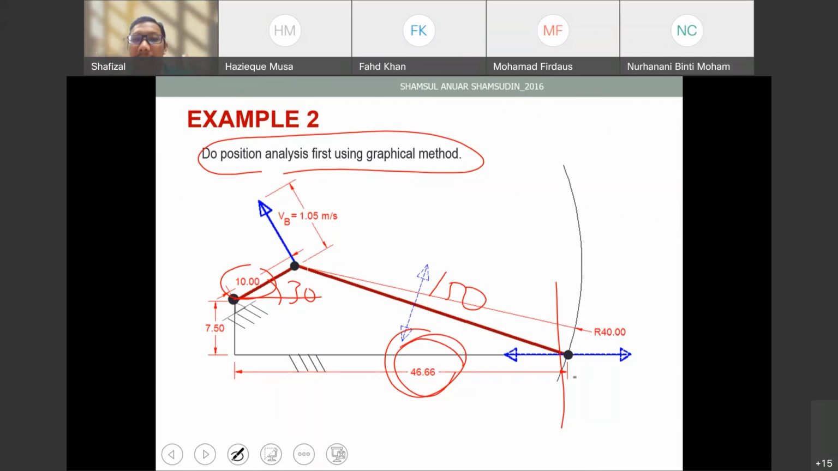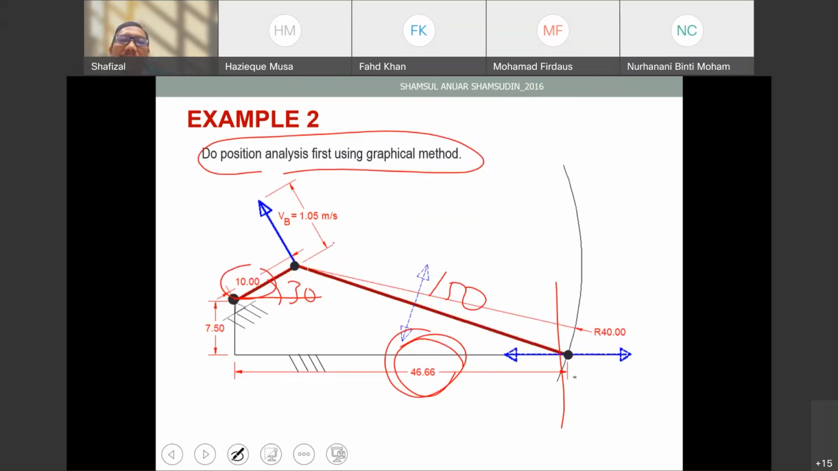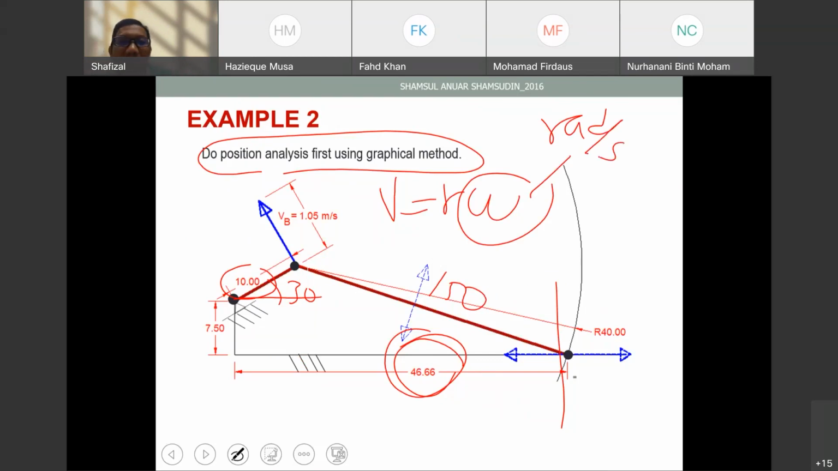Okay, now we know this is the RPM, and this is the link, the omega here. Given that omega is equal to 100 RPM, we can find the velocity. Velocity is equal to radius, the radius is 10, times omega. Omega should be in radian per second, so you have to convert it, and for this case you get 0.15 meter per second. All right, got it?